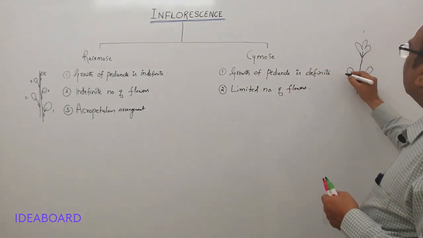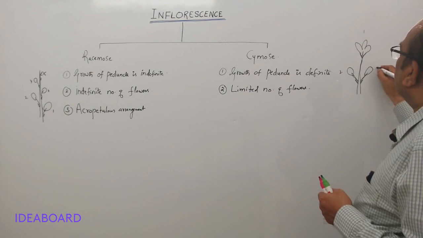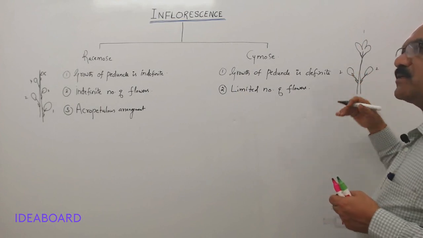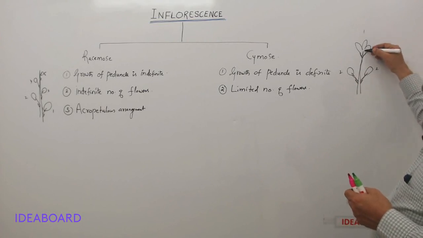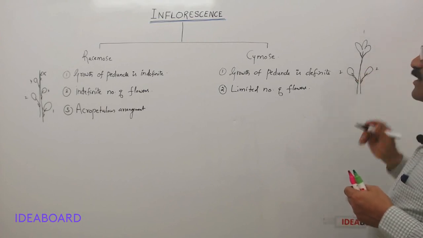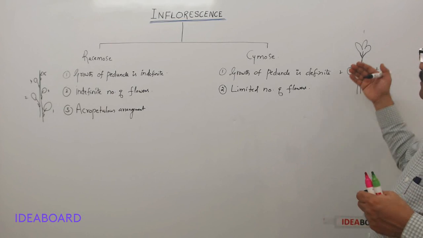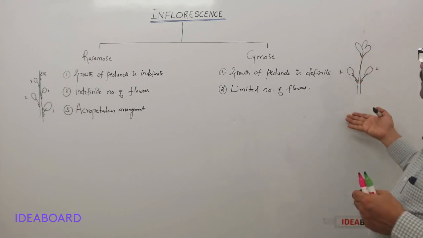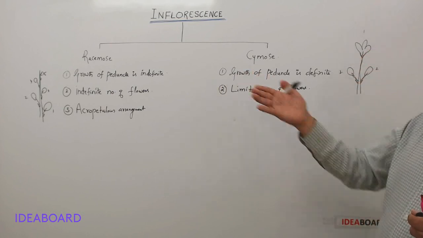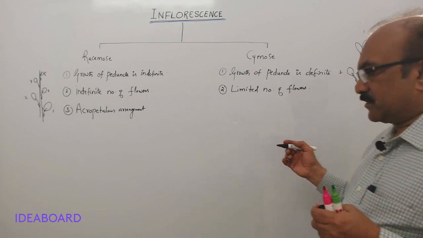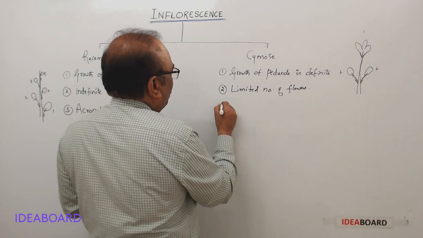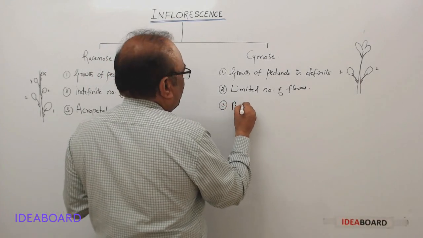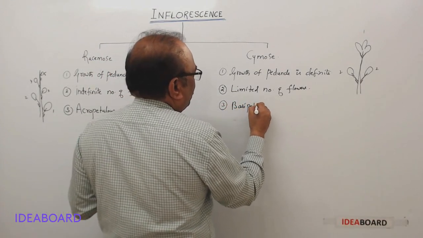When we come to the cymose, I am giving numbers here. This is 1, this is 2, and this is 2. Both of them are formed at the same time. So which one is the oldest flower? This is the oldest flower, and these two are younger flowers. The oldest flower is at the top, and the younger ones are at the base. Reverse to that of racemose. So this is called basipetalous arrangement.